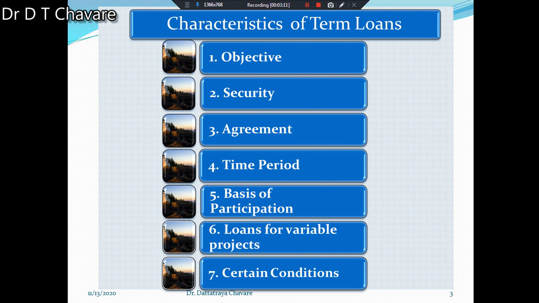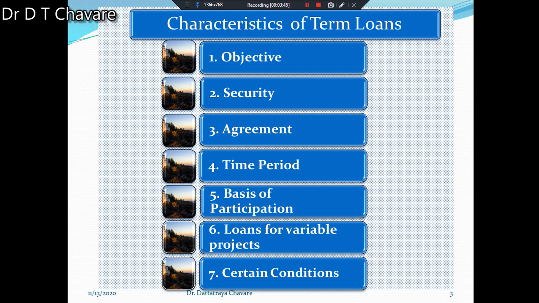Then the second characteristic we have to understand is security. Term loans are normally secured. Don't forget, term loans are normally secured. They have either a fixed or floating charge on the assets or on the property of the company. The lending bank prefers to have a first charge on the assets of the company. Try to understand, that is a secured loan. That's why security is the second characteristic of term loan.